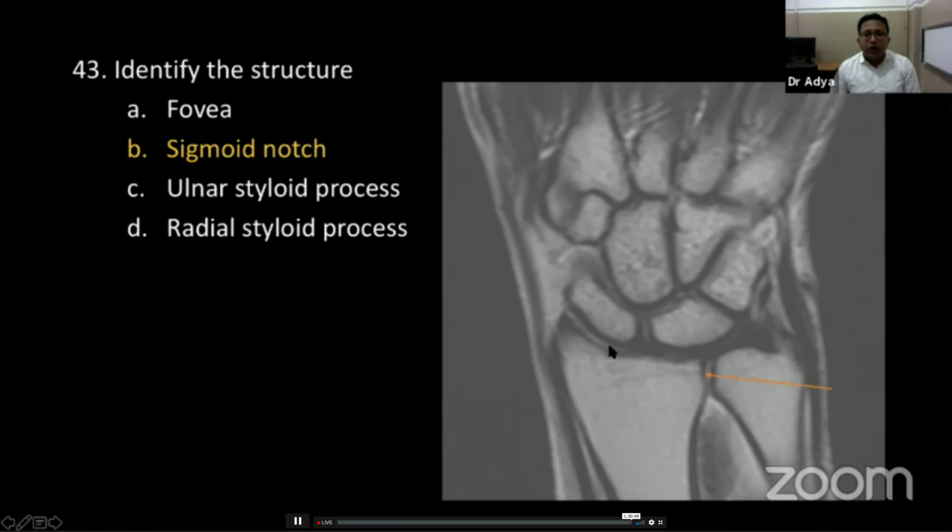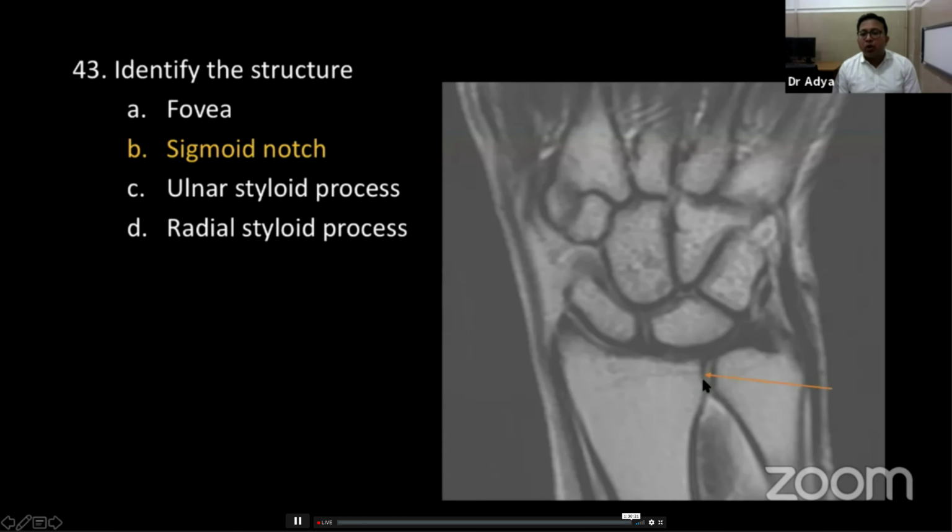This is the radial styloid process. This is the ulnar styloid process. This depression near the ulnar styloid process on the medial side is known as the fovea, and this articular surface of the distal radioulnar joint, which is present on the radial surface, is known as the sigmoid notch. So this is sigmoid notch.